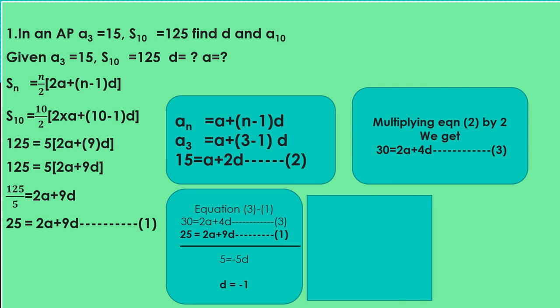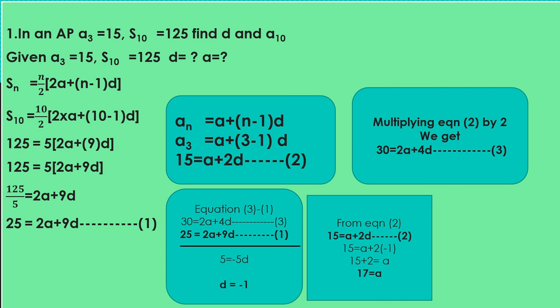Now we want the first term. You can take any equation, either first, second or third. Now I am taking the second equation. Just substitute the values. 15 equal a plus 2d. So 15 equal a plus 2, and in the place of d, we substitute minus 1. So 15 plus 2 equal a. So the first term is 17.